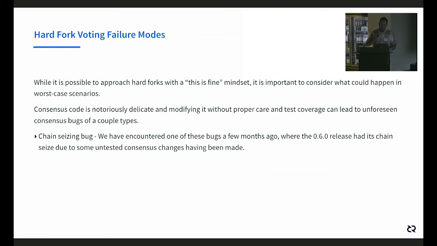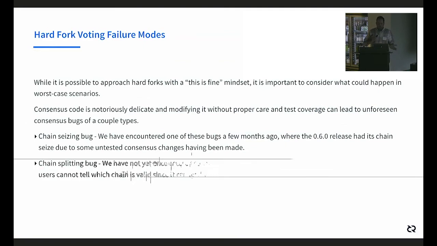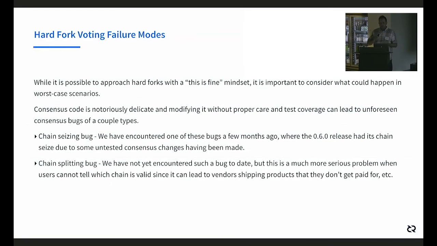So these bugs are bad, but the worst kind is the chain splitting bug, which I think Bitcoin experienced, I want to say back in 2013. I didn't look up the details of that one. We haven't encountered one of these to date, but it's much harder for this to happen with Decred because of the hybridized proof of work, proof of stake. If it splits, the proof of stake has to split somehow. So that's going to basically push one chain forward relative to another, and the problem won't be as severe as it would be in a pure proof of work currency.